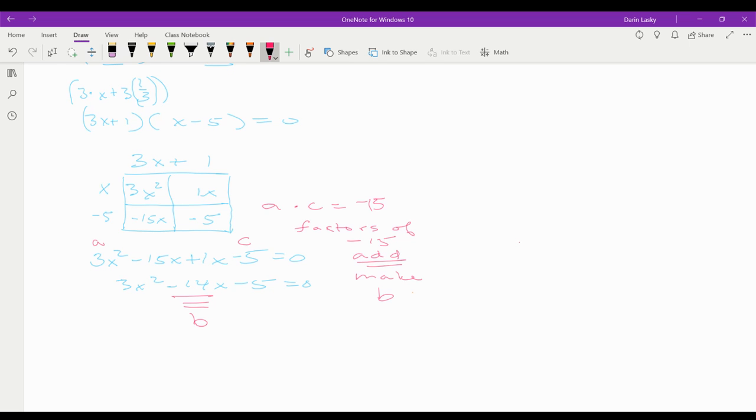So if I look at this, I can say that the negative 15 plus 1 equals negative 14. Look at that. It's right there. So this is the factors of A times C, and this is B. So the factors of A times C add to make B.